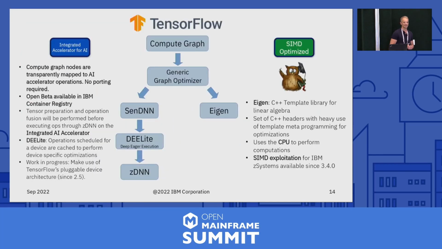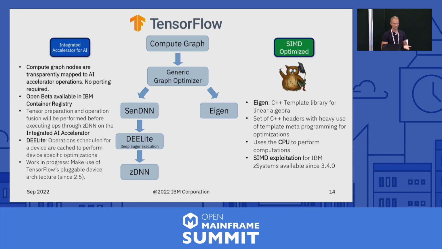Okay, TensorFlow. Of course, we have to talk about TensorFlow when we talk about AI. There are many more frameworks coming up, like PyTorch and JAX and so on, but when it comes to production workloads, so far TensorFlow is still number one. We have TensorFlow optimized for both hardware capabilities we provide on IBM zSystems. So for quite some time, we have SIMD optimizations for TensorFlow.